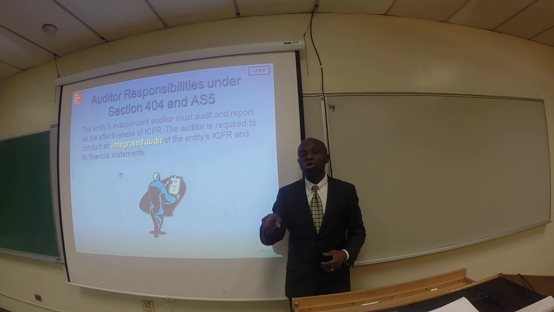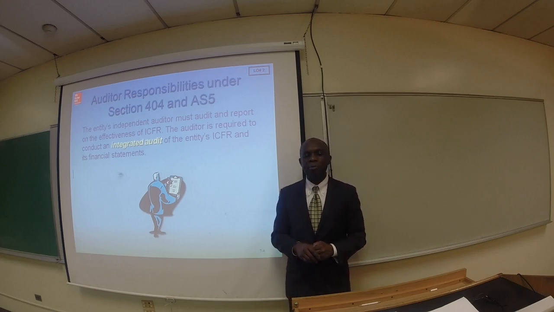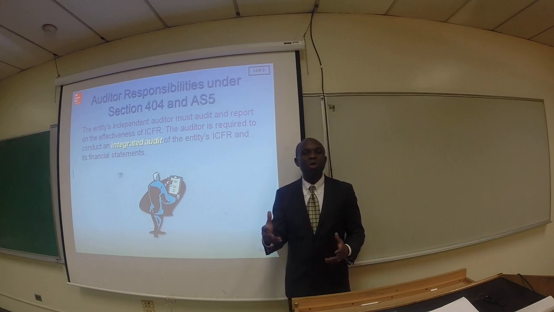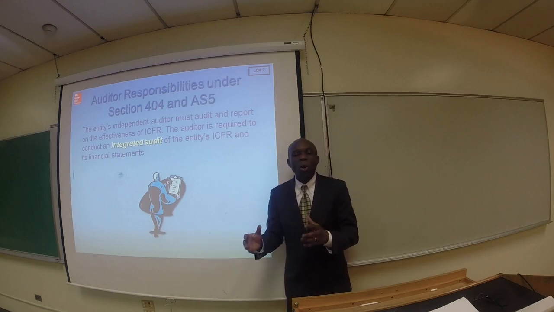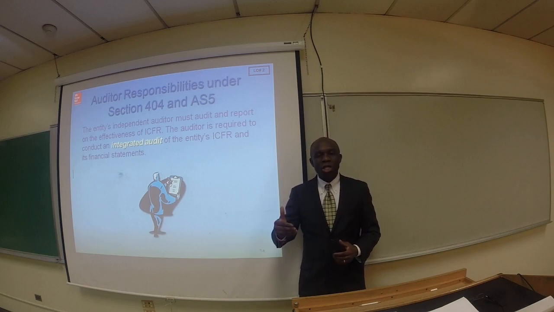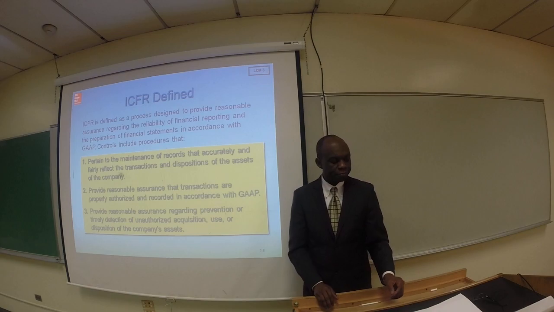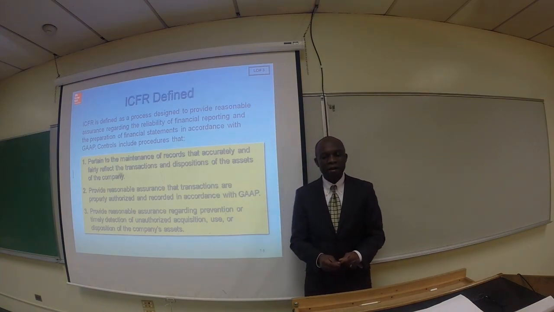Here, we are not only doing that, but we are actually auditing and reporting on the effectiveness of internal control over financial reporting. Consequently, the auditor is required to conduct what we call an integrated audit. What does that mean? That means we are combining the audit of the financial statements with the audit of internal control over financial reporting. So moving along, let's take a look at the internal control over financial reporting defined.